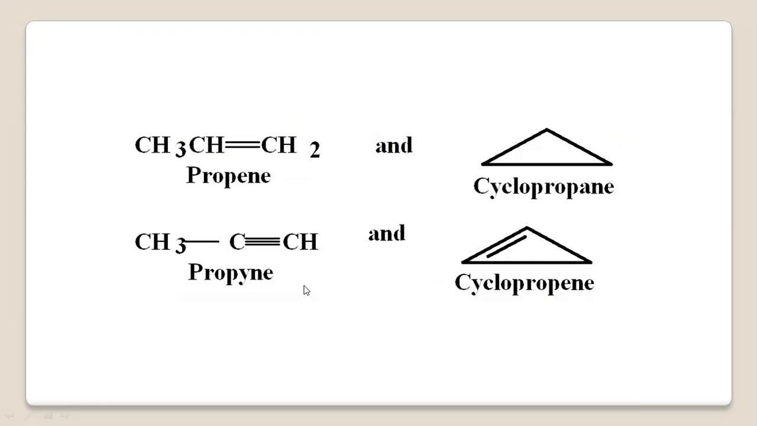We see one more example here. See propene, CH3 CH double bond CH2, and cyclopropane. They have the same formula. They contain the same number of carbons, 3 carbons and 6 hydrogens, and differ only in structure. One is an open chain and one is a closed chain. These are called ring and open chain isomers. Propyne and cyclopropene also have the same number of carbon atoms; both contain 3 carbons and 4 hydrogens.